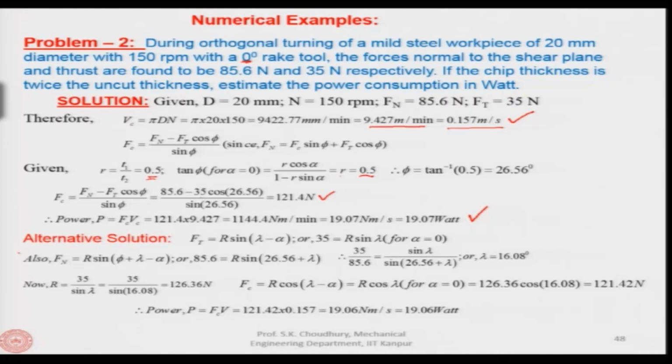And there is an alternate solution. You can also see that this way, using the Merchant's diagram or the Merchant's formula, we can also find out, and the result will be the same power.